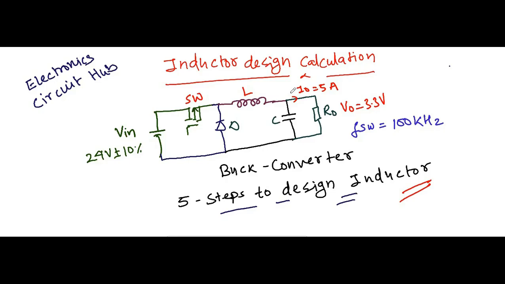Let us understand. Say you are given your input and output specs. Your Vin is 24 volt plus or minus 10%, the load current is 5 ampere, the output voltage is 3.3 volt, and the switching frequency is 100 hertz.